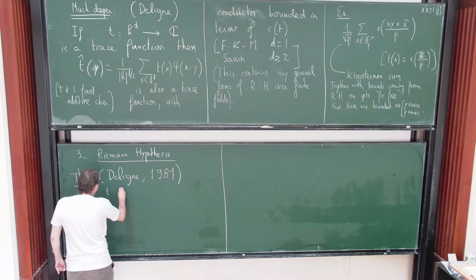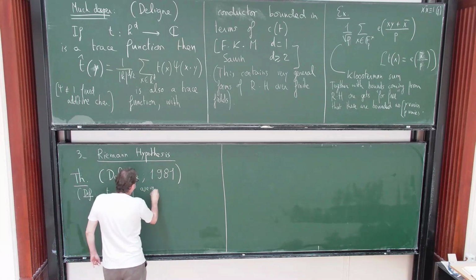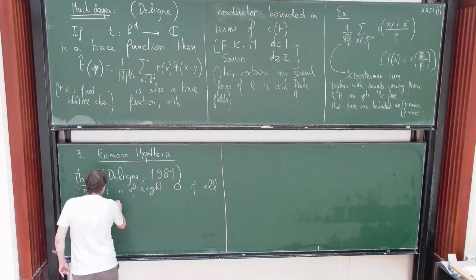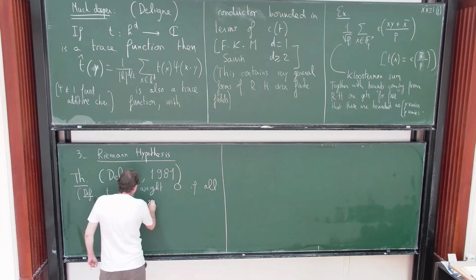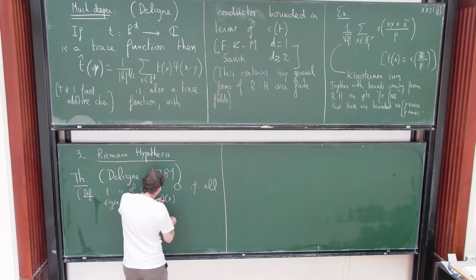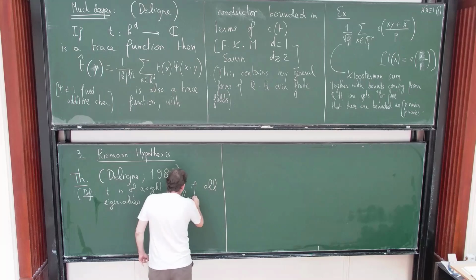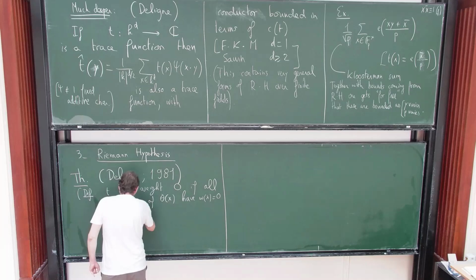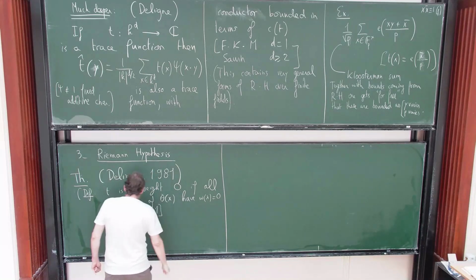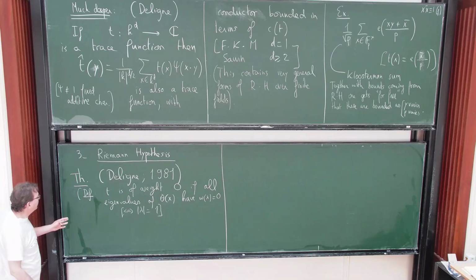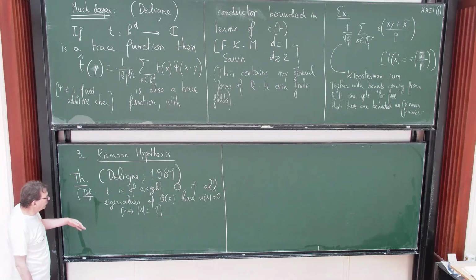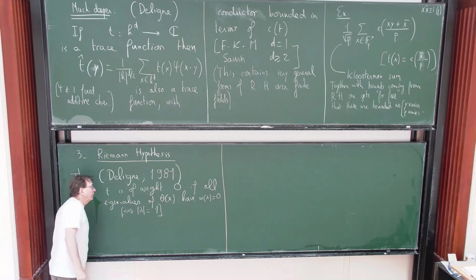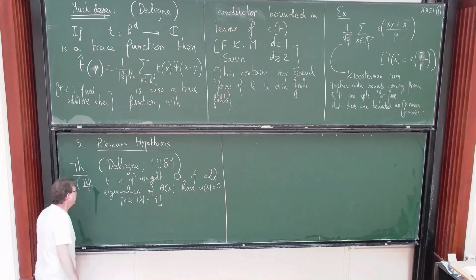So we will say that T is of weight 0 if all eigenvalues of the matrix theta of x at all x have weight w of lambda equals 0, which means that their modulus is 1. So basically, you should think of something of weight 0. That means that the value at a point is the trace of a unitary matrix, essentially. There are some subtleties, but that's mostly what we can think about them.